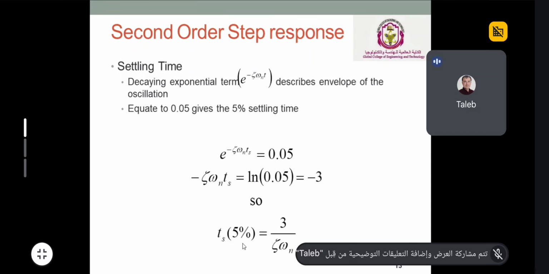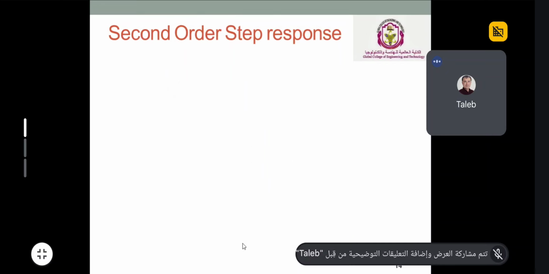So settling time, as I mentioned, for 5% is 3 over zeta omega n. So this is fixed. 3 is fixed for 5%. If I say 2% or 10%, then that 3 will be different. So we have a question about this in the revision. In the final exam, I will explain how to work with different percentages and how to find settling time for different percentages of output.